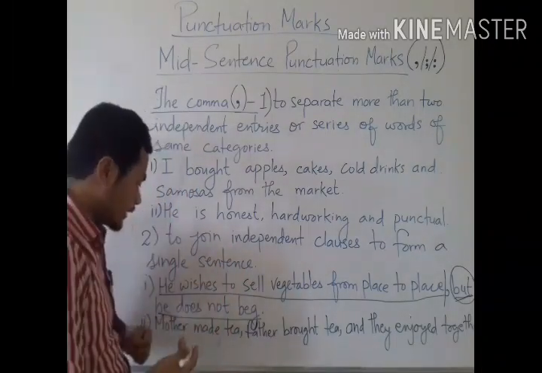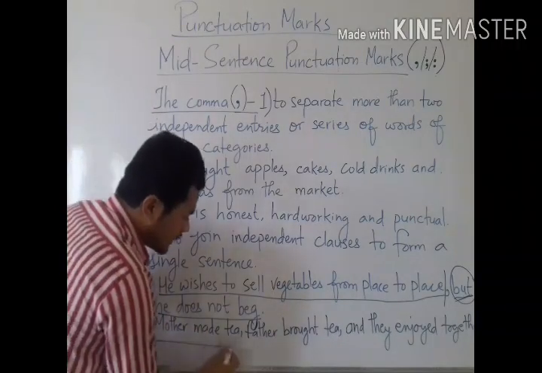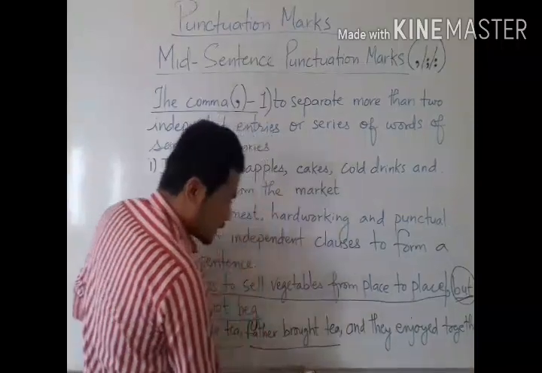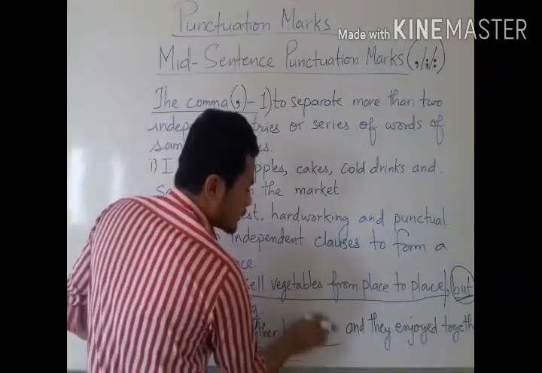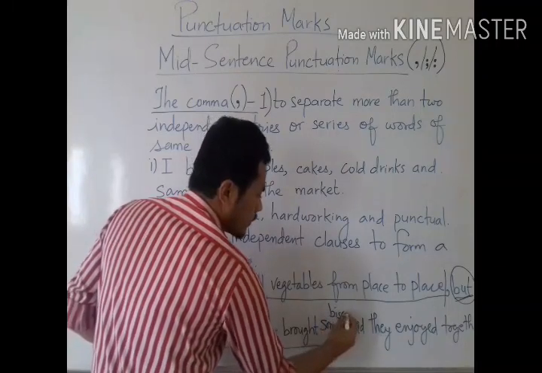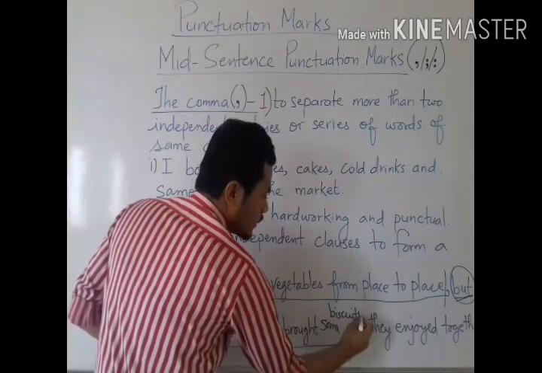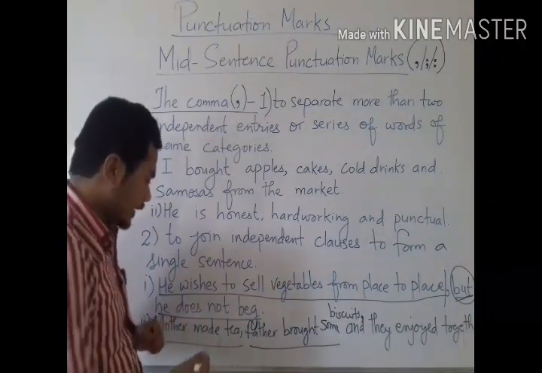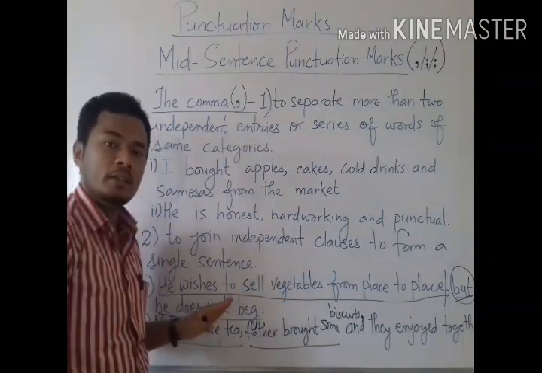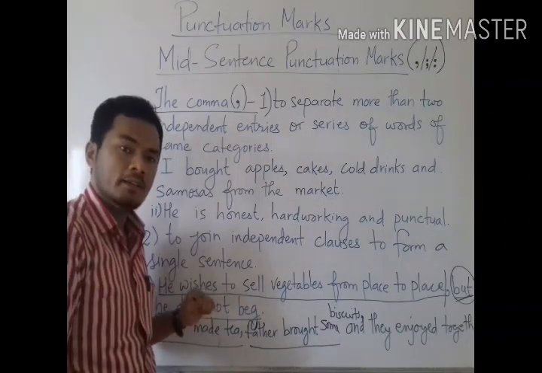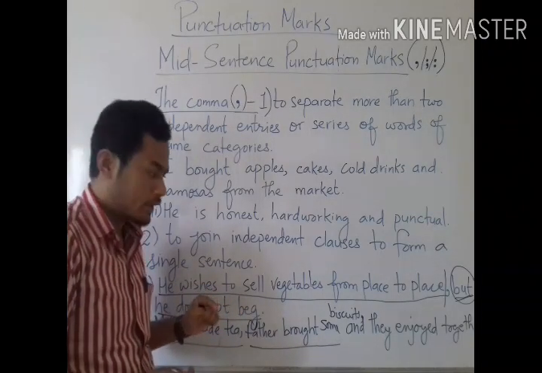Now we can also take another example. Mother made tea, comma, father brought some biscuits, comma, and they enjoyed together. So see here, we have three independent clauses here. This sentence has been formed by joining three independent clauses together.